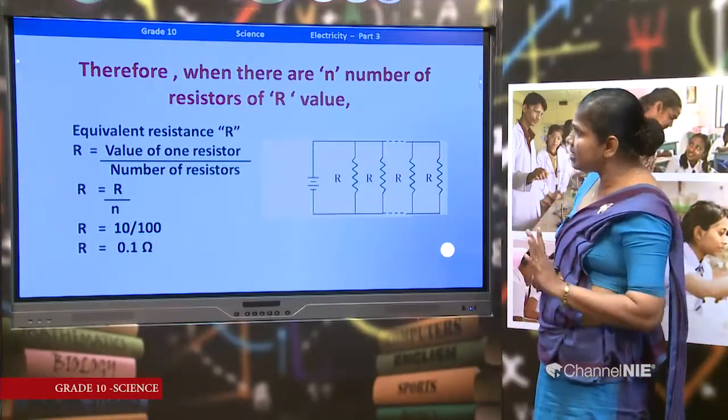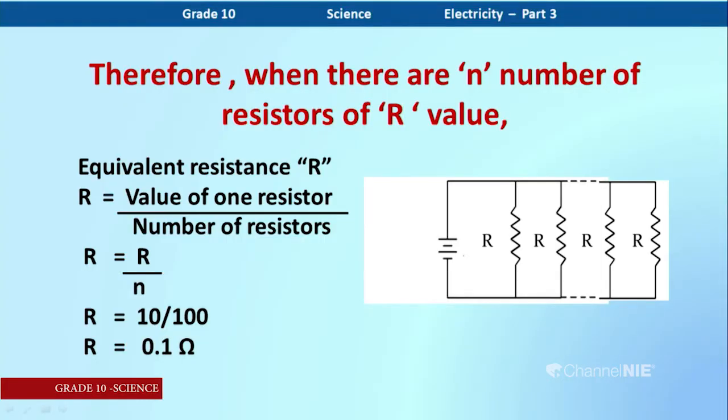When there are n number of resistors of R value available in a circuit with the same R value, the equivalent resistance R equals the value of one resistor over the number of resistors. If the value of one resistor is 10 and the number of resistors is 100, 10 over 100, then the answer is 0.1. This is how we get the equivalent easily when equal resistors are connected in parallel.